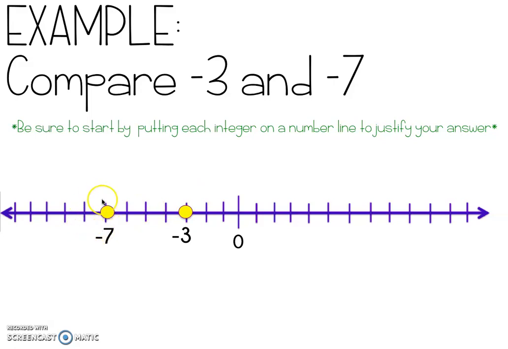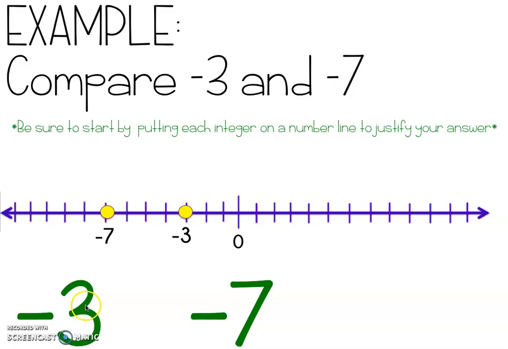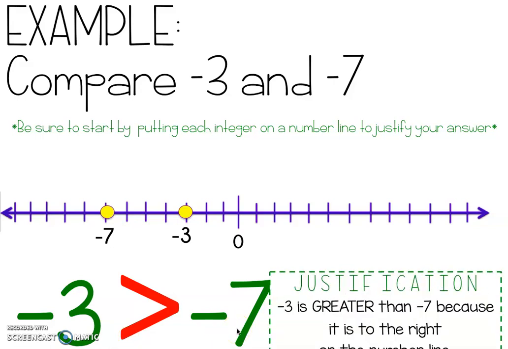When we're looking, we see that our -7 is further to the left than -3. If it's further to the left, we know that it's less. And like we talked about in class, when we have negatives, I like to think of it like we're owing money. So if somebody owed $3 and somebody owed $7, technically this person has more money. We can see that -3 is more because it's further to the right. So when we're comparing -3 and -7, -3 is greater than -7. My justification for that is that -3 is greater than -7 because it's to the right on the number line. I've got my number line work there to show that it is greater.